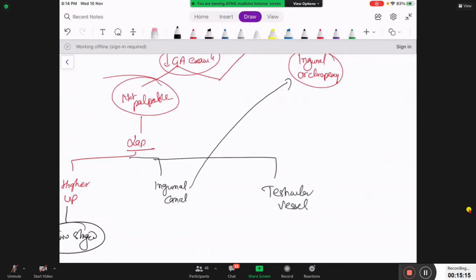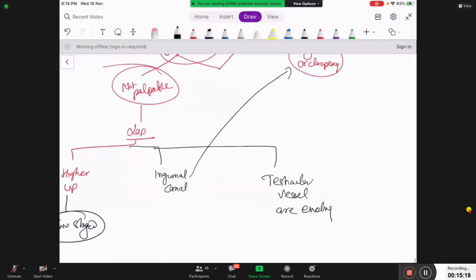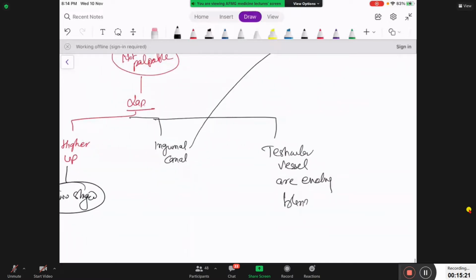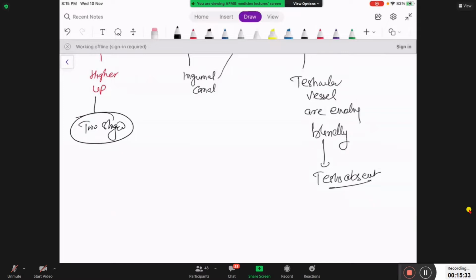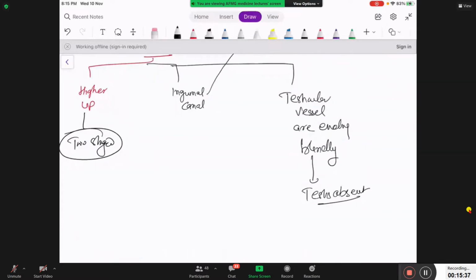Now, it is also quite possible that you will find that the testicular vessels are ending blindly. Testicular vessels are ending blindly. If you find testicular vessels ending blindly, you will conclude that the testis is absent. You will conclude that the testis in this given patient is absent. So this is a very important clinical approach.